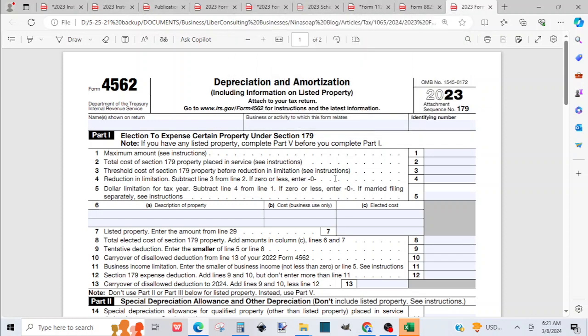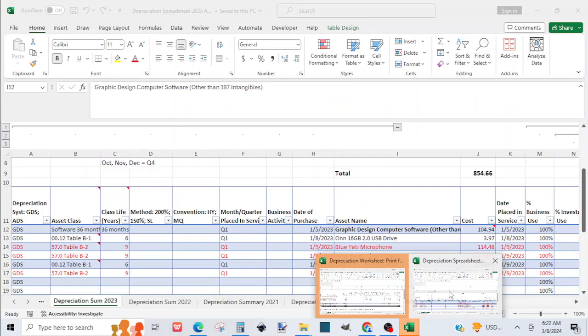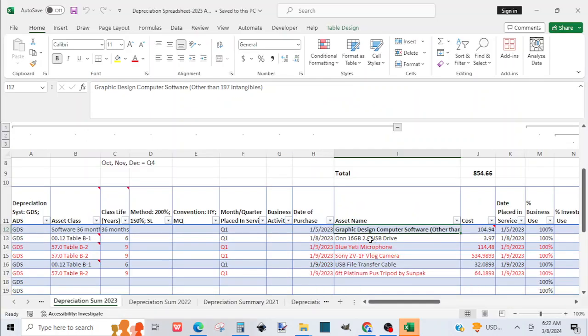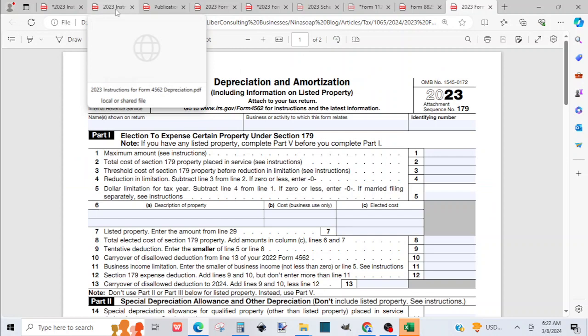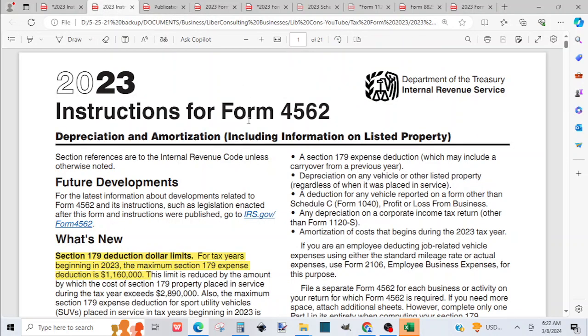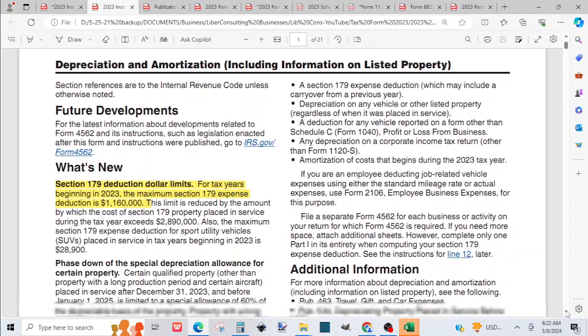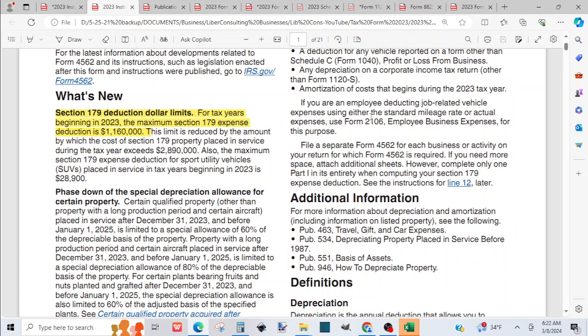Okay, so we are talking about the first asset, and the first asset is graphic design software that is off the shelf. Let's just consider it as off-the-shelf software placed in service at the beginning of the year. Based on IRS instructions, which are in the instructions for Form 4562, and I believe it's going to be page 5 or so, you can see the limits there for section 179.